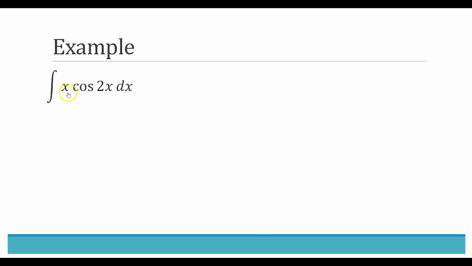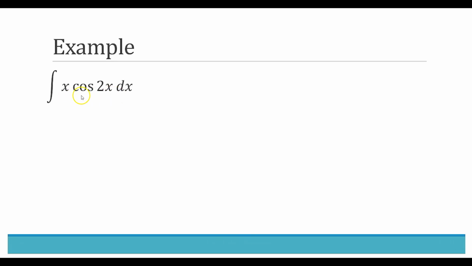We have the integral of x times cosine 2x dx. Now here, if we were to try a u substitution and let u equal 2x, the derivative would just be 2, and we wouldn't be able to rewrite x in terms of u. So this is going to be an integration by parts. And now it's a matter of figuring out what are my parts. What is my u and my dv?